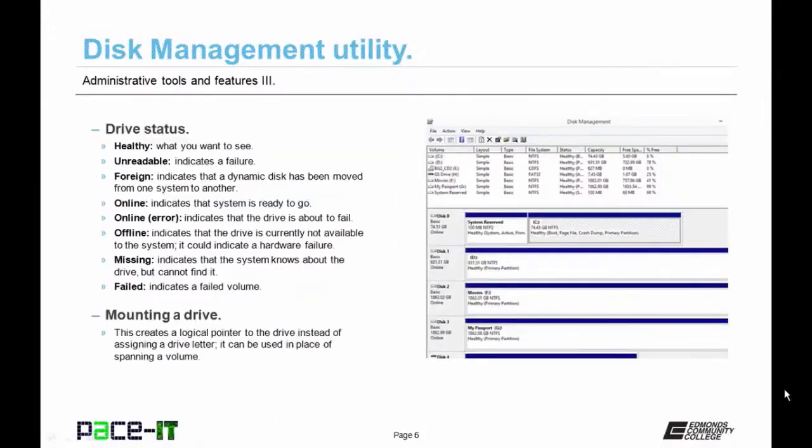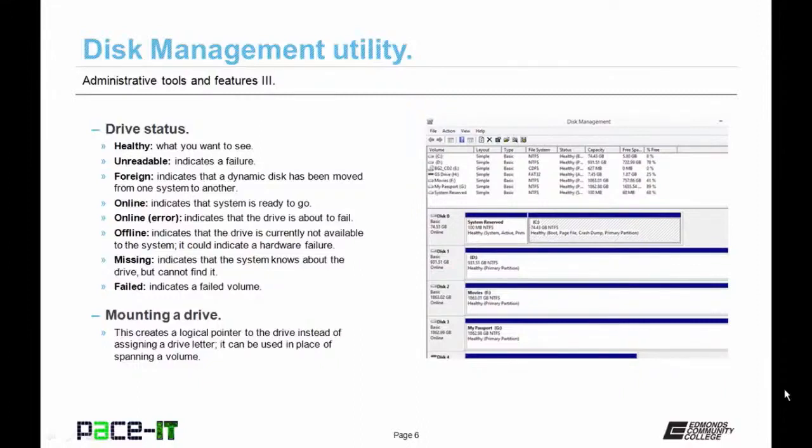Now let's talk about drive status. There are several different statuses that could be there. If the status is healthy, that's great. That's what you want to see. If the status is unreadable, guess what? That indicates a failure. That's not good. If it's foreign, that means that there is a dynamic disk that has been moved from one system to another. If the status is online, that means you're ready to go. If it's online error, that's an indication that the drive is about to fail. I'd recommend doing something about that.